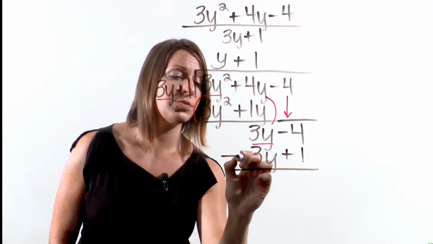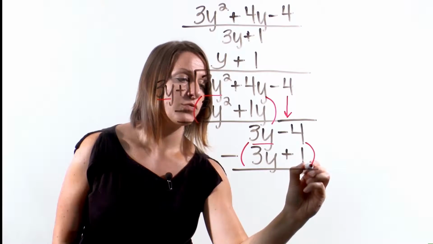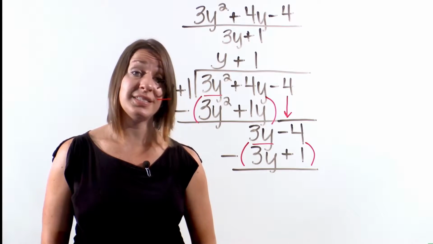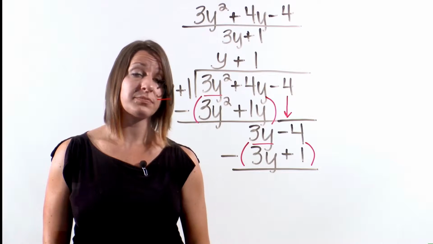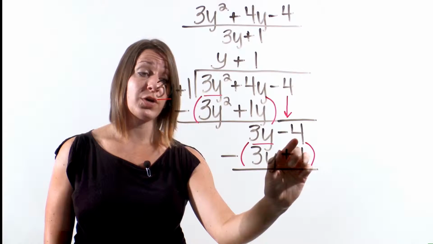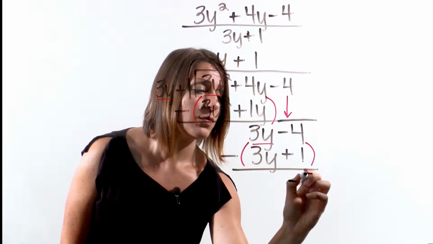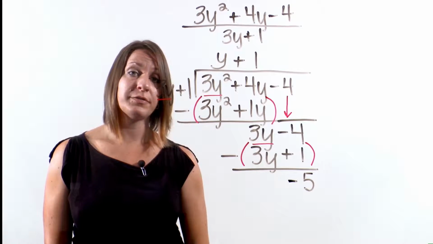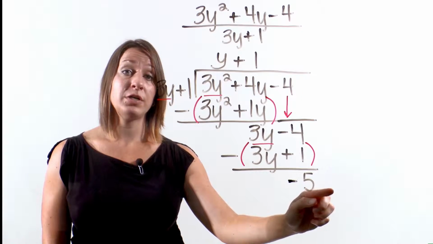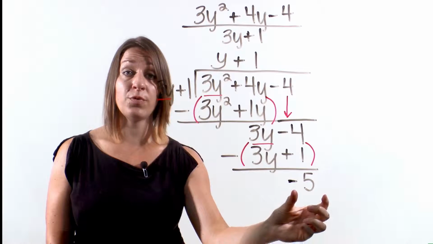Draw your line in your subtraction problem. Don't forget we're subtracting by that second binomial. 3y minus 3y is 0, or you can cross out that column. The second column is negative 4 minus 1, which is a negative 5. Now, notice that there's no other term to drop down. So we're at the end of the problem. So our negative 5 is going to remain as our remainder.